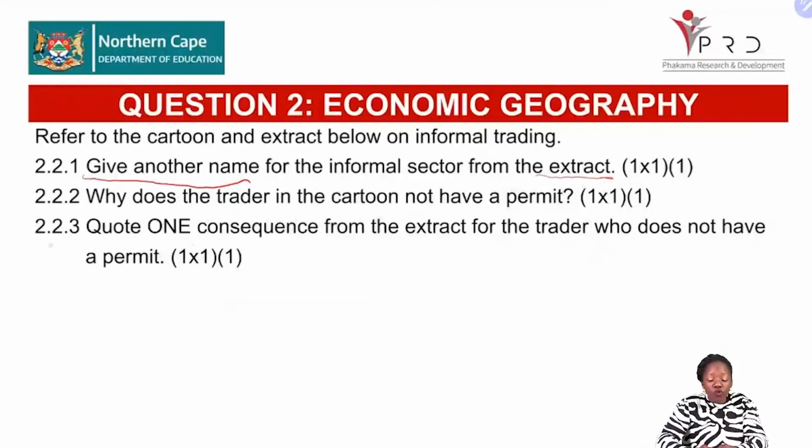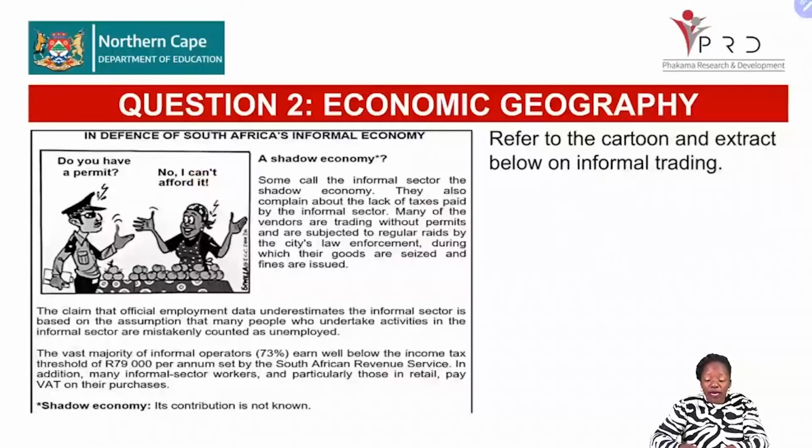Then 2.2.3, quote 1 consequence from the extract for the trader who does not have a permit. So what happened? You need to quote from the extract. What consequence do they have? So now that we have seen the questions, let us go back again to our cartoon as well as our extract. So again, I'm going to give you another 5 minutes.